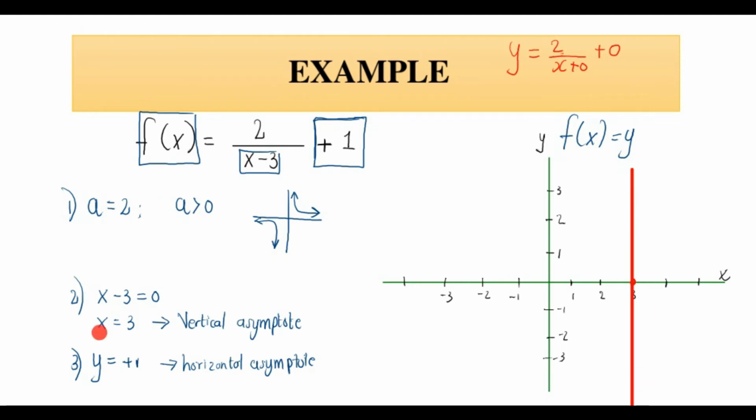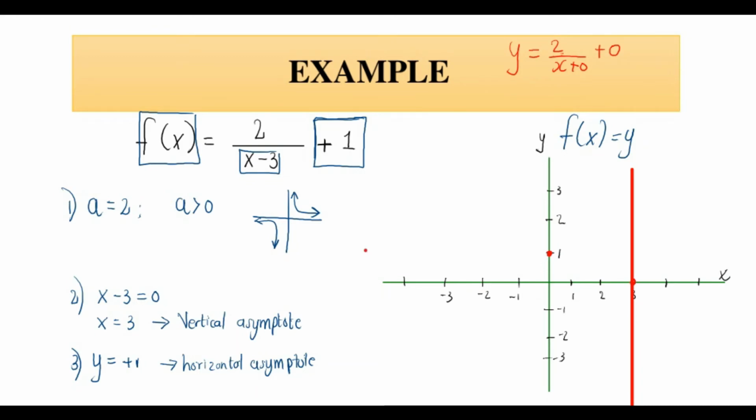Cool. Let's go to y equal to 1. We draw that point, y equal to 1. Our y equal to 1 occurs at the point 0 and 1, where x is equal to 0 and y is equal to 1.